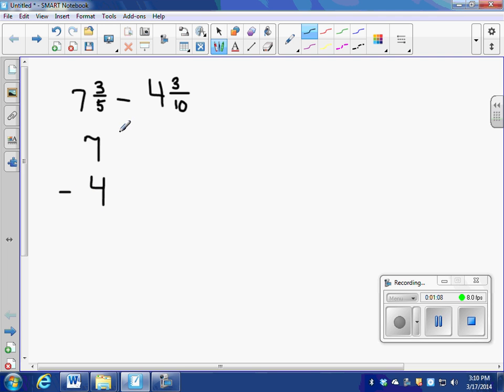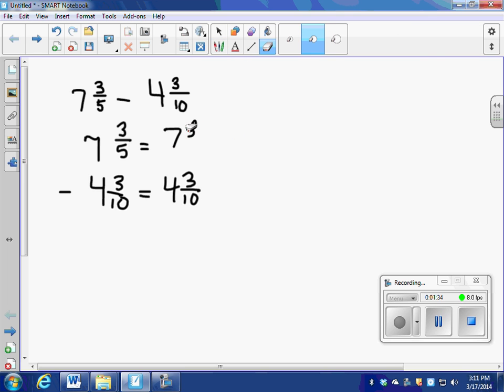So I'm going to carry everything down, just because this is the way I prefer to look at it. So my denominators are 10 and 5, and that means that my common denominator is going to be 10. So 4 3/10 gets to stay the same. And then 7 3/5, that's going to be 7 6/10.